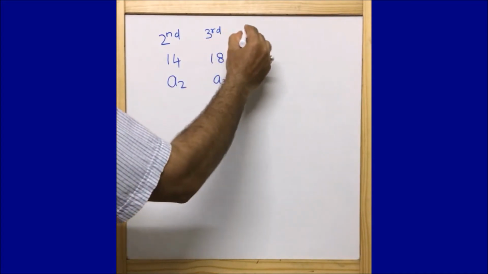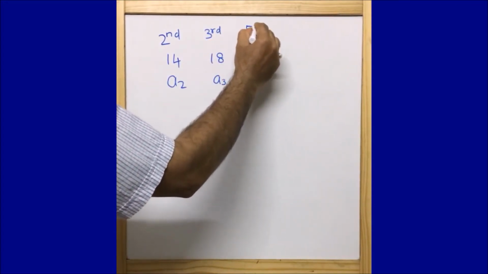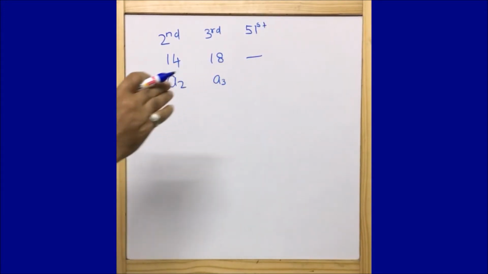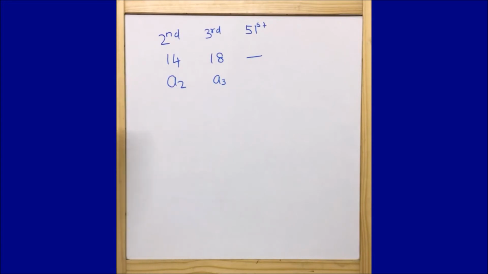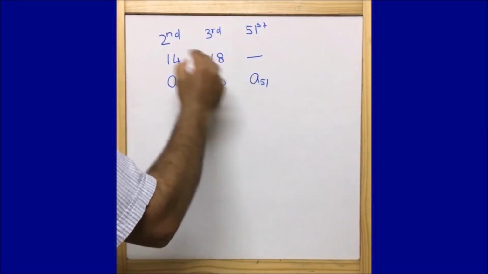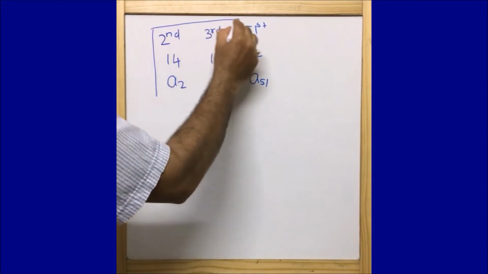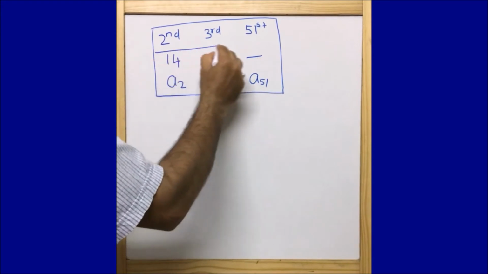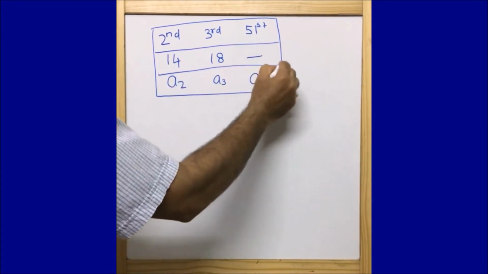So let us first write the 51st term, and we need to find this. In order to find S51, we need to find A51, then only we can find S51. So with this info in hand, we are going to work out our calculation and see how we get A51.